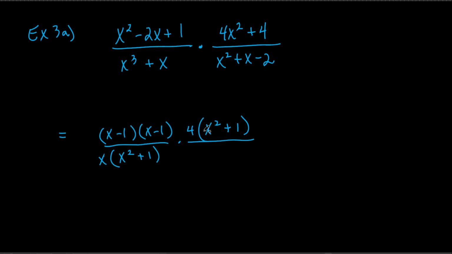Now watch. Yeah, you're going to cancel them out. That's right. You got an x squared plus 1 on the top that's being multiplied, right? You got an x squared plus 1 on the bottom that's being multiplied. So what are you going to do with them? You're going to cancel them out, right? Well, there's probably more that's going to cancel, so let's keep going.